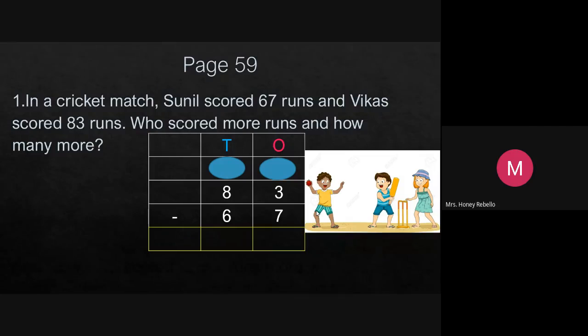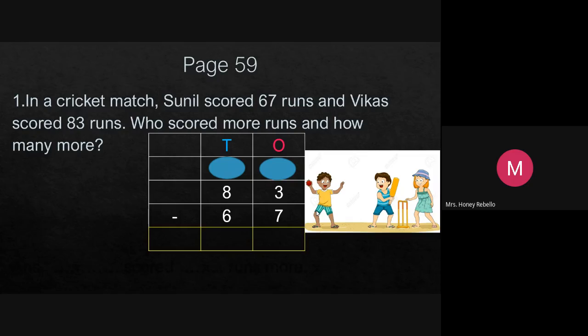83 runs. Now see, one child scored, that means he got 67 runs. He scored, like how you scored marks in your exams. And Vikas scored 83 runs. And we just want to know who scored more. Now, can you tell me whether Sunil scored more runs or Vikas scored more runs? See, Sunil 67, Vikas 83. Who got more runs? Vikas, very good.